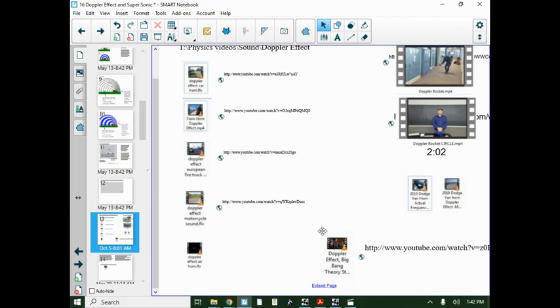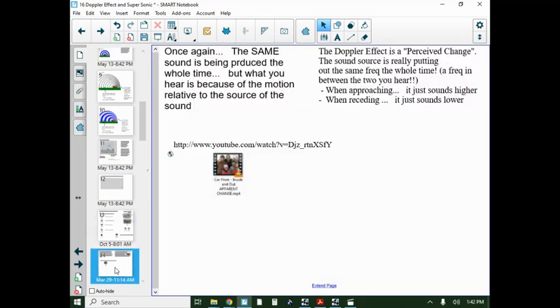Big Bang Theory, he dressed up as the Doppler effect and then describes the effect over and over again. I'm not going to play that one because I think it's probably more likely to be copyrighted.